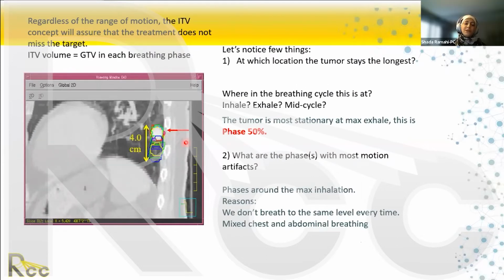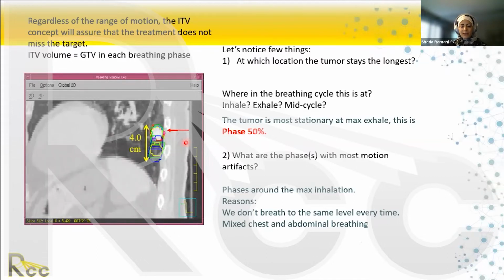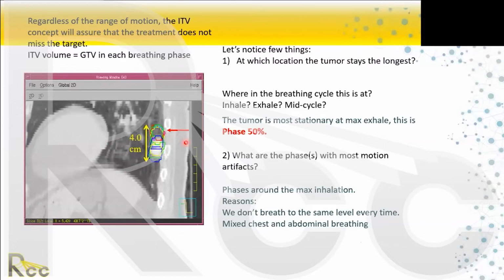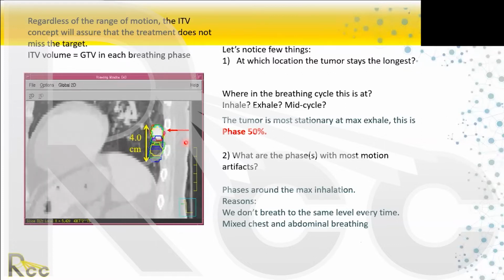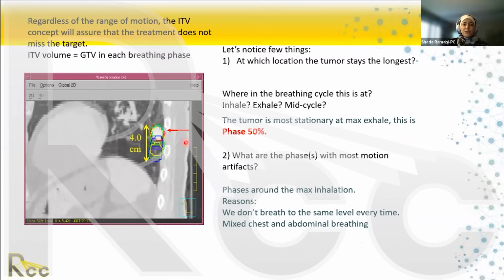This is particularly for the lung or any moving organ to have the phase 50%. 50% is the most stable phase for any moving organ. Now remember, most of the motion in our body is actually because of the diaphragm. So the liver, the kidneys, the pancreas are also being pushed down because of the diaphragm motion. And the diaphragm is most stable when we have the maximum exhale.